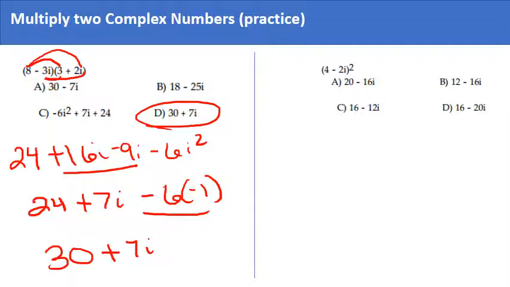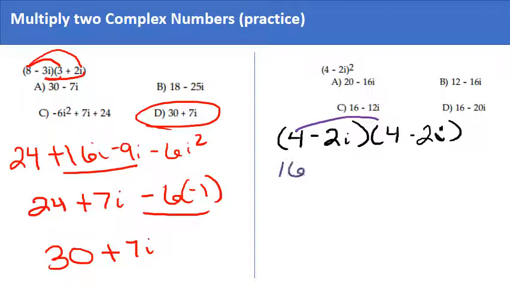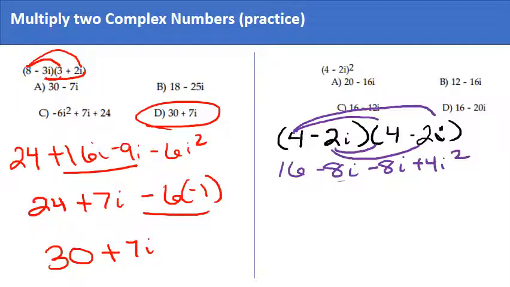On the next one, we have 4 minus 2i all squared. Anytime you see that all squared right there, that means you write it twice. So we have 4 minus 2i times 4 minus 2i. And then distribute like we just did. So 4 times 4 gives you 16. 4 times negative 2i gives you a negative 8i. And then we have negative 2i times 4, another negative 8i. And then we have negative 2i times negative 2i, so it's a positive 4i squared.